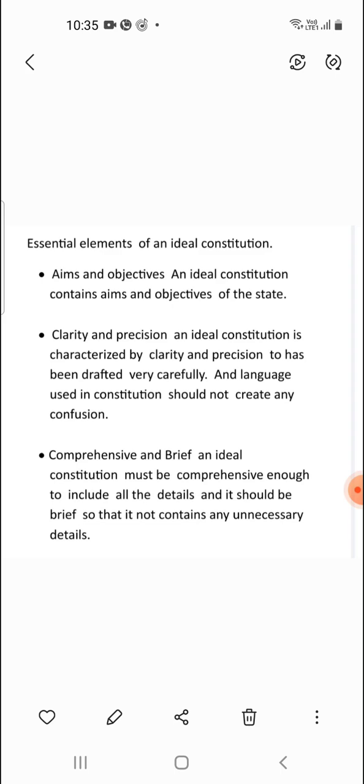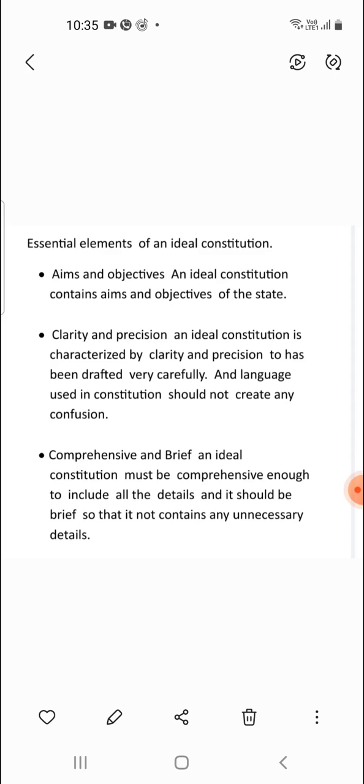Next, structure of the state. The constitution of the country determines the structure of the state, whether it is a unitary government like the UK or a federal government like the USA. The purpose of the constitution is to determine what kind of structure of state that particular country has, whether the government is unitary, meaning a single government like the United Kingdom, or federal like the USA.